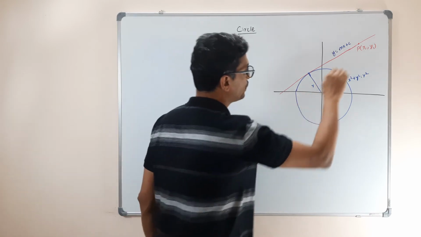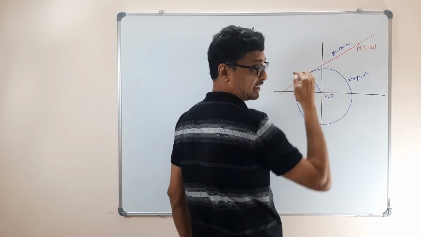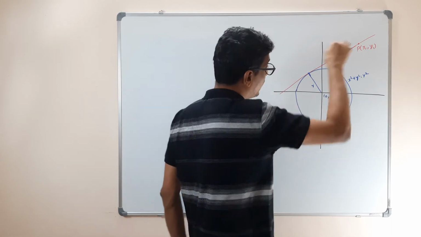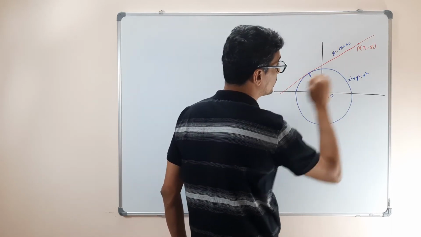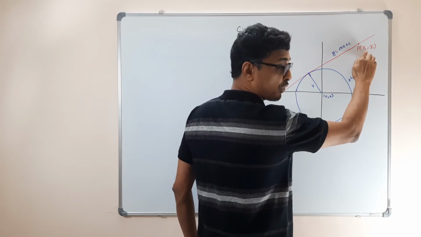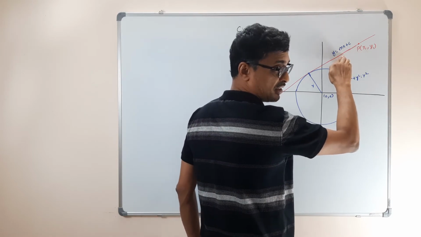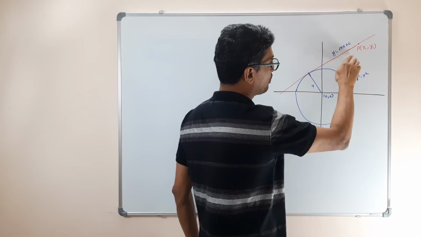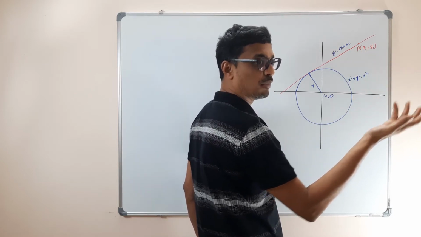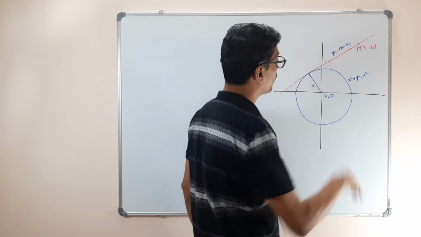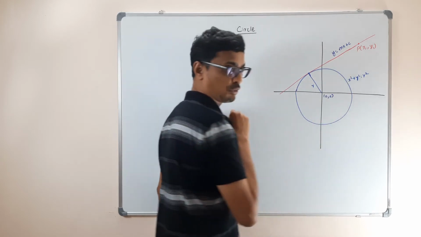So what is the equation of the tangent, the straight line? To get the equation of the straight line, what you need to know is, we know one point. If you know the slope of it, then you know. If you have one point and one slope, then you know the equation of the straight line: y minus y1 equal to m into x minus x1. So we have to basically identify the slope.